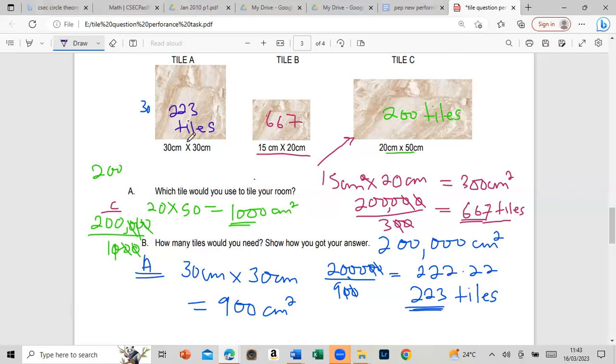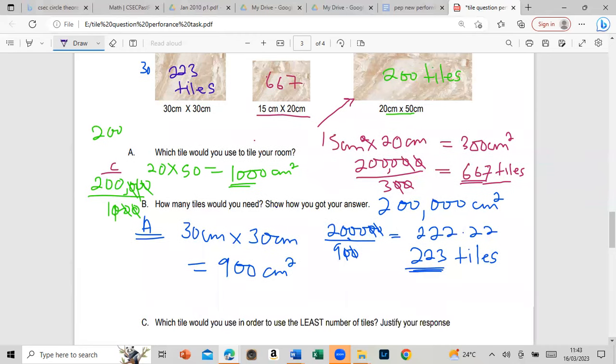So we're going to use 223, 667, and 200 tiles. And that's how you calculate the number of tiles. Alright, so for the persons who are doing the CSEC SBA, this is an awesome SBA topic. I'm not sure why PEP students are required to do such.